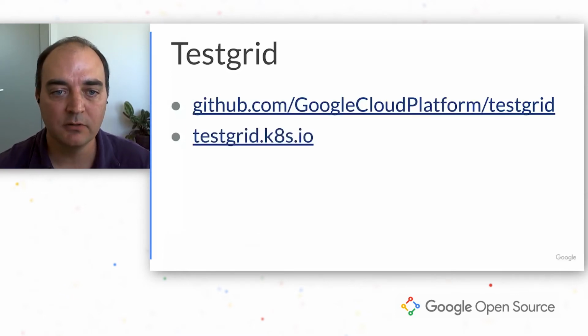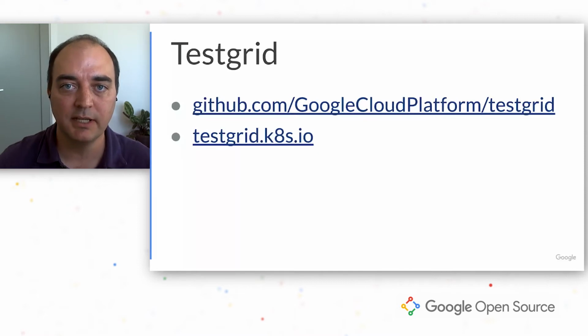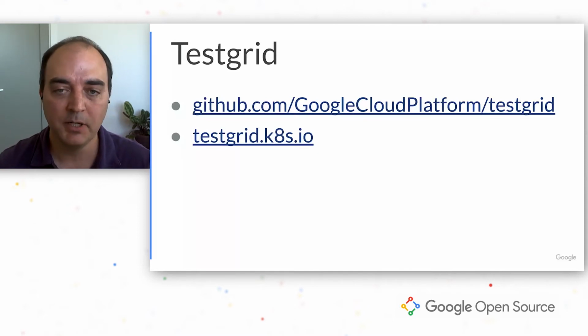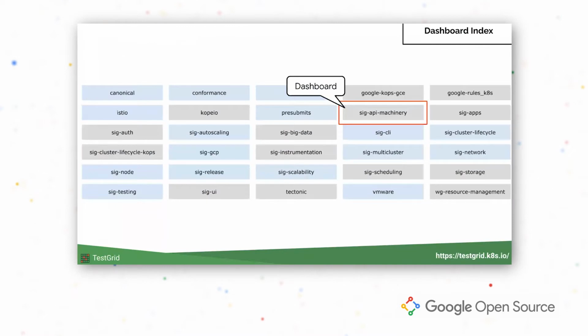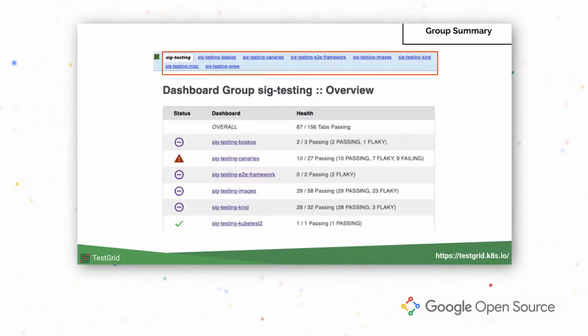You can see the code for Testgrid over at GoogleCloudPlatform/testgrid in GitHub, or you can go to testgrid.k8s.io to see our public deployment. When you go there, you will start off by seeing a grid of different dashboards that you can go to, or potentially a group of related dashboards. When you open one of those groups, you will first start out with a summary of that group showing you what's been recently happening with each of those dashboards.